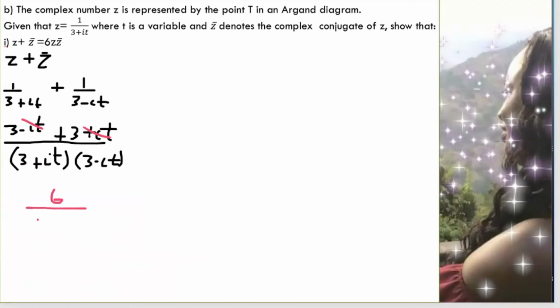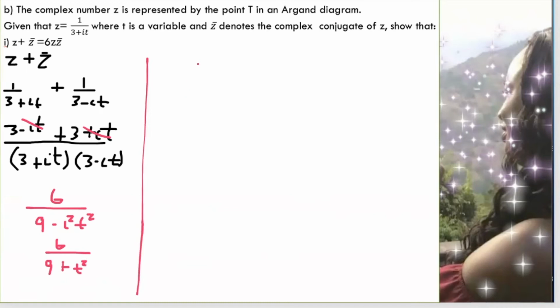Now in the denominator they are conjugates, so that means I'm going to get 3 times 3, that's 9. The center will cancel, and multiplying it times minus it gives you minus i squared t squared. Now i squared is -1, so that will change the sign to a positive, so I have plus t squared.